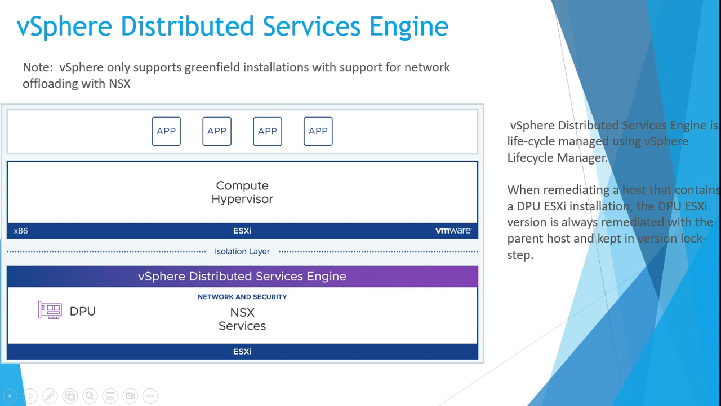But one note I want to add is that obviously you can offload the network traffic to the DPU. However, vSphere only supports greenfield installation with support of network offload with NSX. So it has to be a greenfield. It has to be a brand new data center which you're configuring and deploying. It cannot be a mix and match. So that's another thing which I wanted to highlight here.